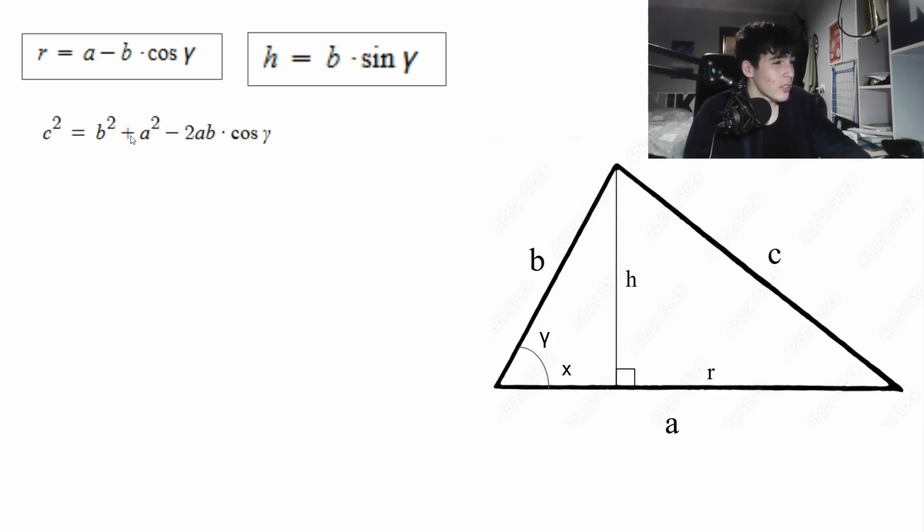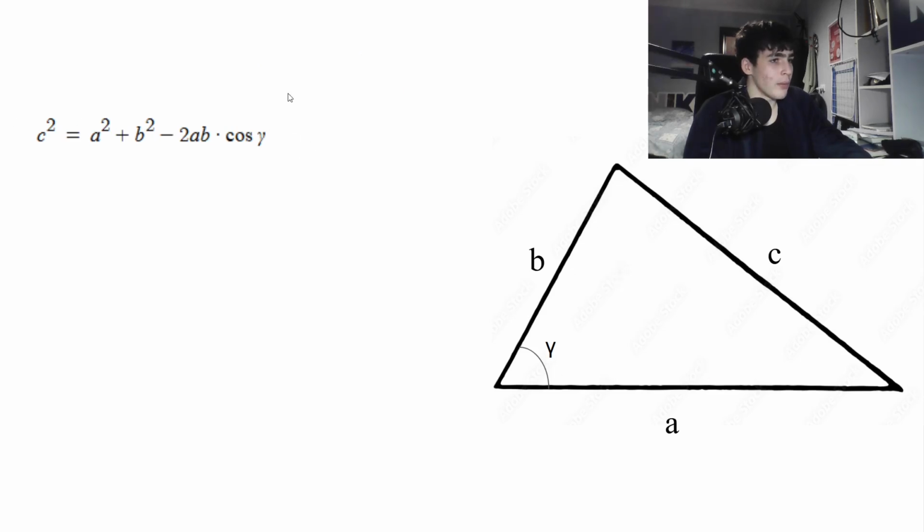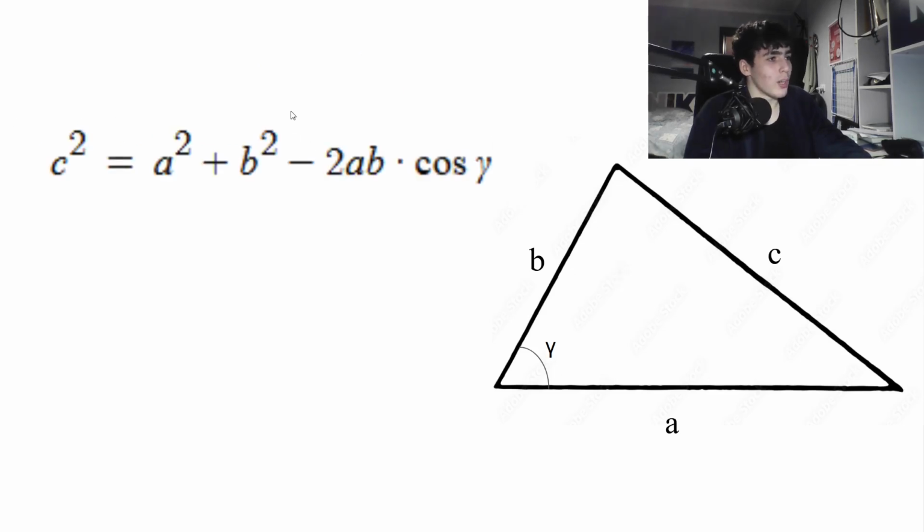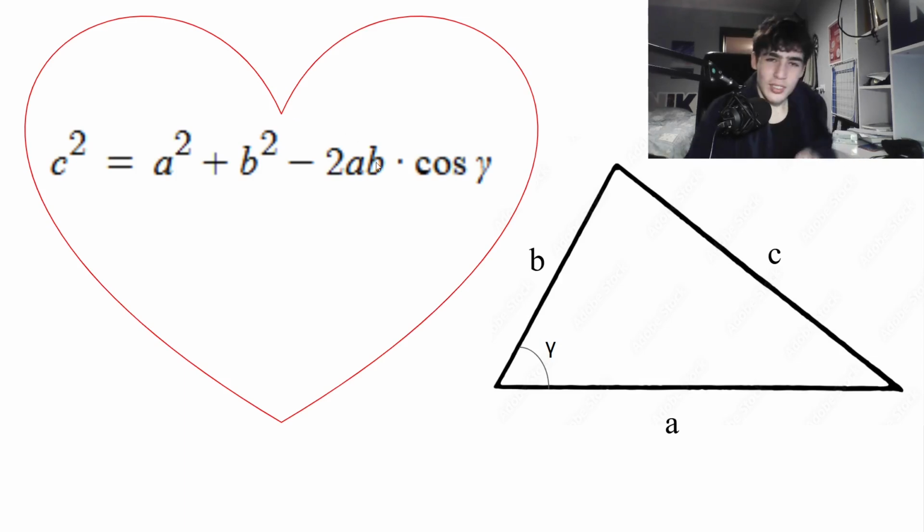And to make this more visually appealing once again, let's move this a squared to the left. So it will be like this. And would you look at that? We have proved the law of cosines. Let's delete everything here, move this up here, and put it in a heart. This is the law of cosines. And this is the proof.